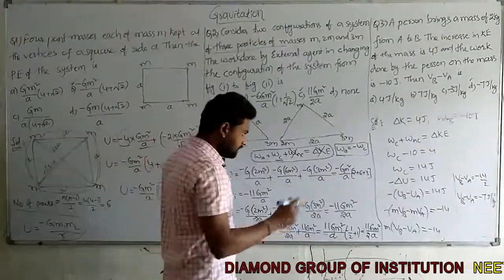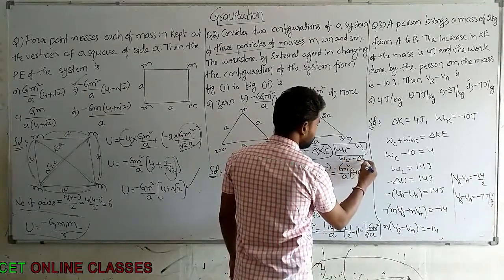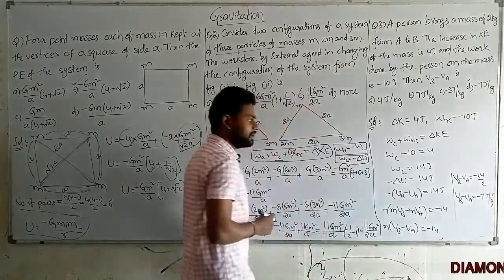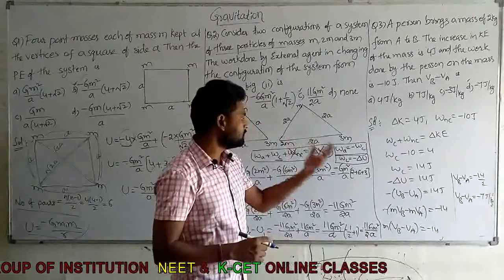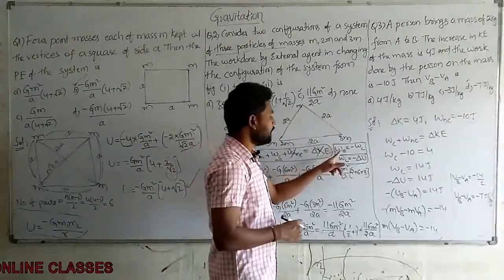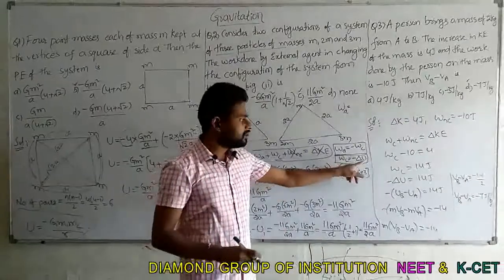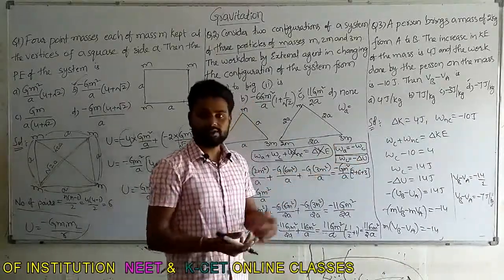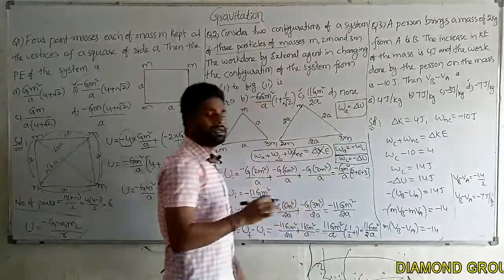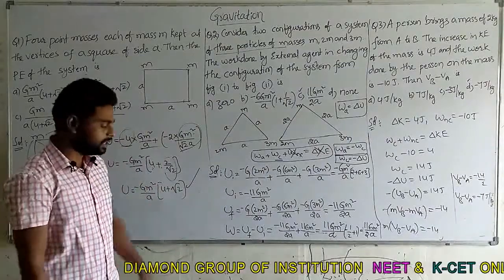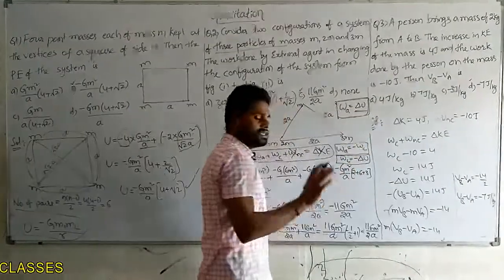Work done by the conservative forces is equal to minus del u, the change in the potential energy. So work done by the agent equal to minus Wc, and Wc equal to minus del u. At the place of Wc write minus del u, minus and minus plus, so we will get del u. That means work done by the external agent is equal to the change in the potential energy. We have to find the change in the potential energy.